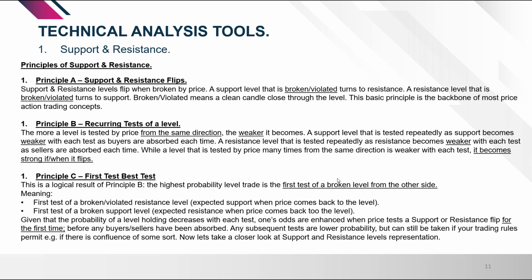Principle B, recurring test of a level. That is a level that keeps on being tested. The more a level is tested by price from the same direction, the weaker it becomes. A support level that is tested repeatedly as support becomes weaker with each test as buyers are absorbed each time. A resistance level that is tested repeatedly as resistance becomes weaker with each test as sellers are absorbed each time.